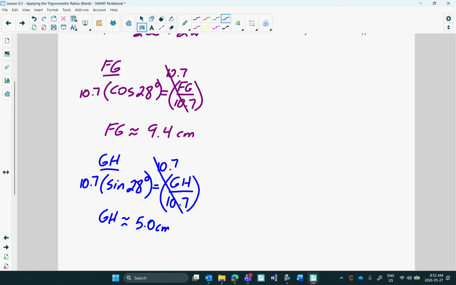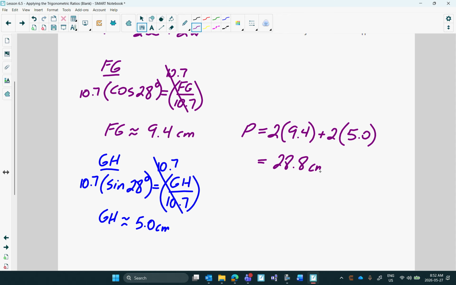So now I've got the length and the width. Now I can use the perimeter formula. So the perimeter is going to be 2 lengths, or 2 times 9.4, plus 2 widths, or 2 times 5.0. So I multiply each of those and add them up, and I should get 28.8, don't forget the units, centimeters. Okay.